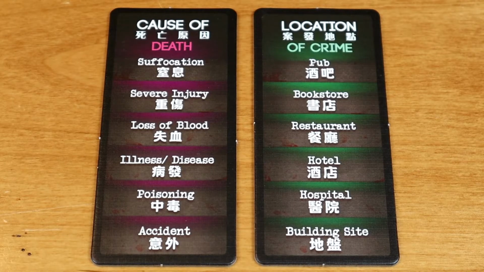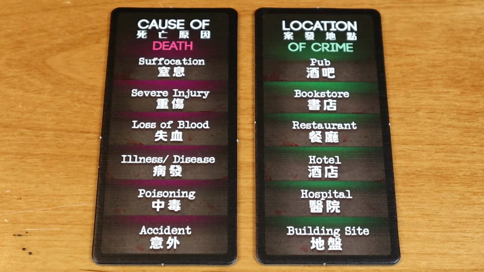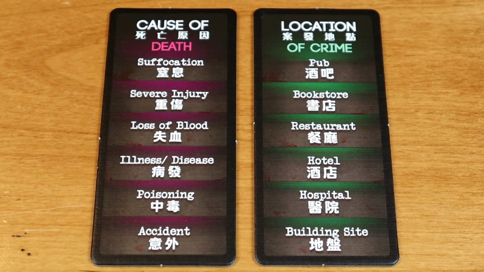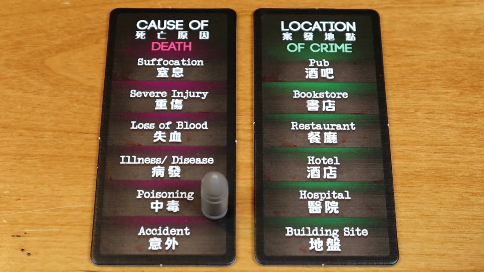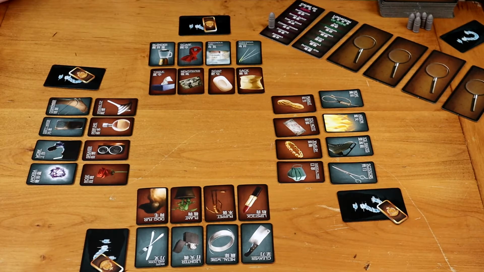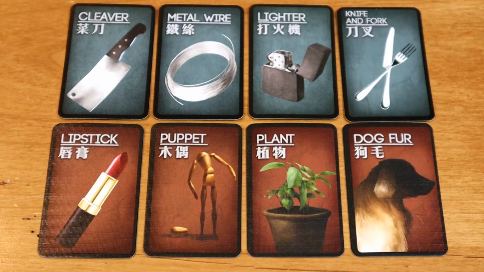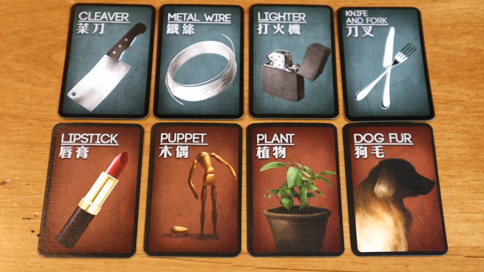Was the cause of death suffocation, severe injury, loss of blood, illness or disease, poisoning, or an accident? Let's say our person places it on poisoning. Everyone at the table is going to look at everyone else's cards and say, plants could be poisonous. You could probably do it that way. Maybe it was a fork and knife. You fed someone poisoned food.